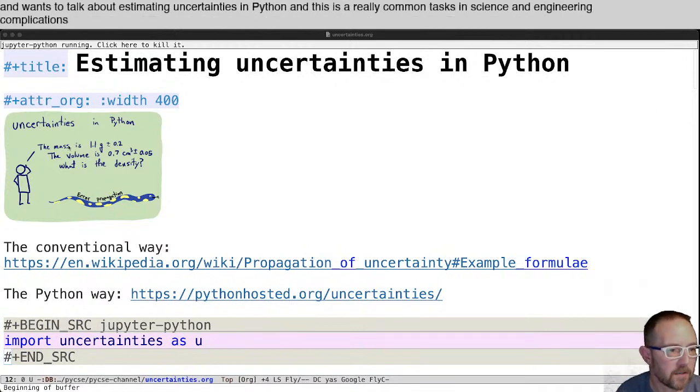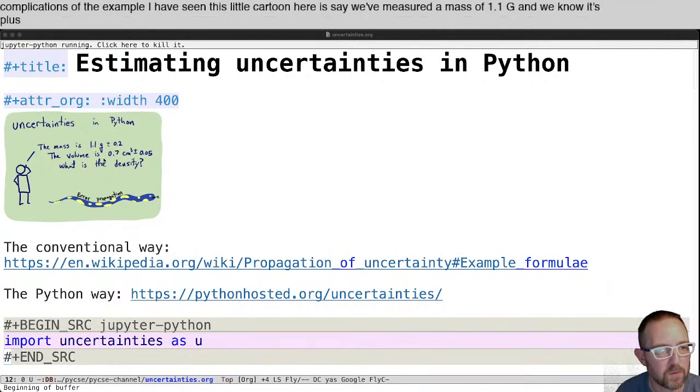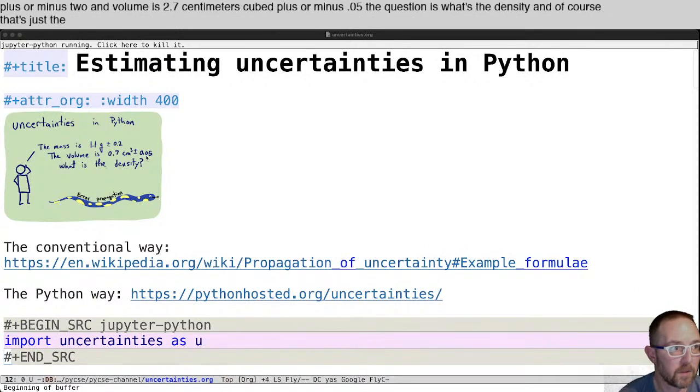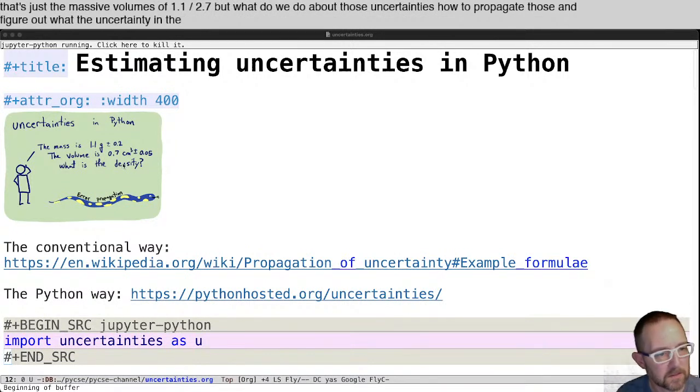The example I have in this little cartoon here is, say we've measured a mass of 1.1 grams and we know it's plus or minus 0.2, and the volume is 0.7 centimeters cubed plus or minus 0.05. And the question is, what's the density? And of course that's just the mass over volume, so 1.1 divided by 0.7. But what do we do about those uncertainties? How do we propagate those and figure out what the uncertainty in the corresponding density is?